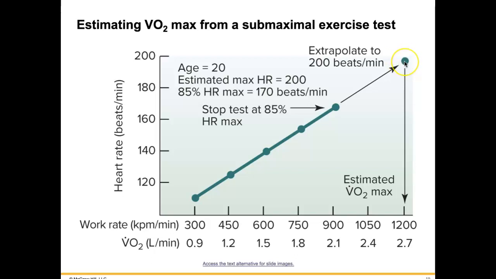We can then take that point and draw a vertical line down and see that their VO2 max is going to be 2.7 liters per minute. Of course, we would have to pull in their weight in order to get an accurate VO2 max at that point, because there is no kilograms factored into this.